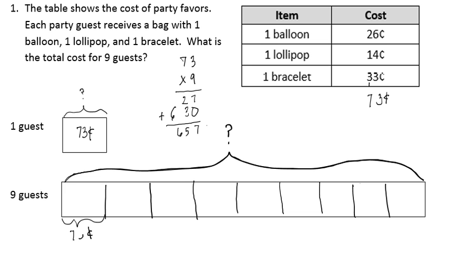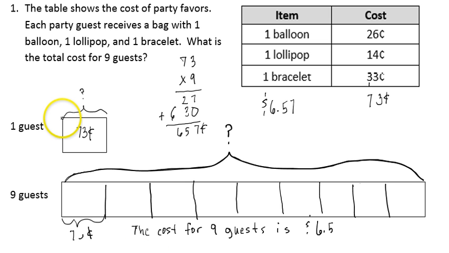This is 657 cents, which of course we would normally write as $6.57. So the cost for 9 guests is $6.57.